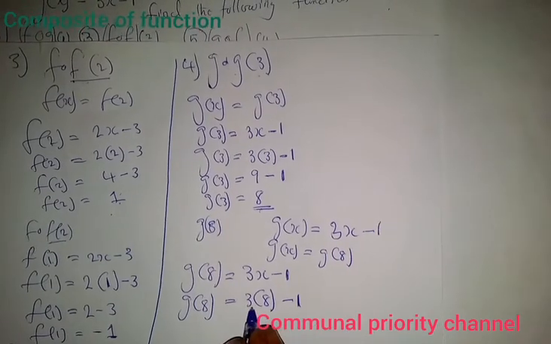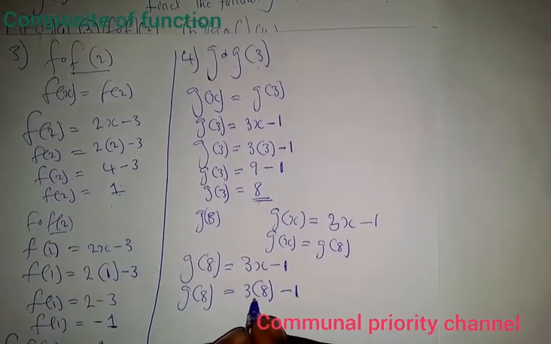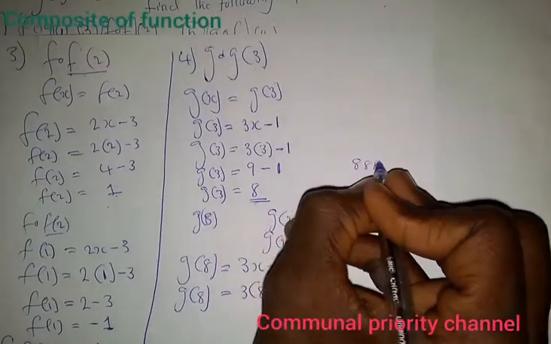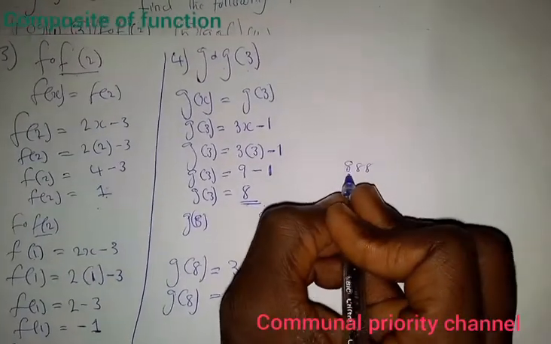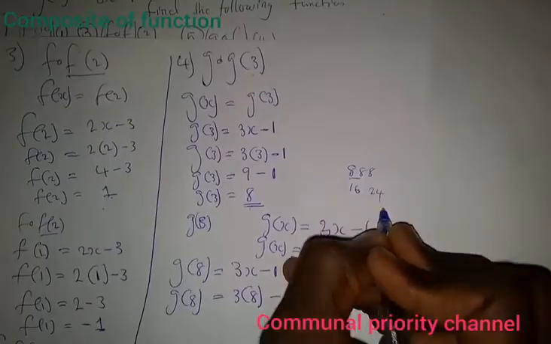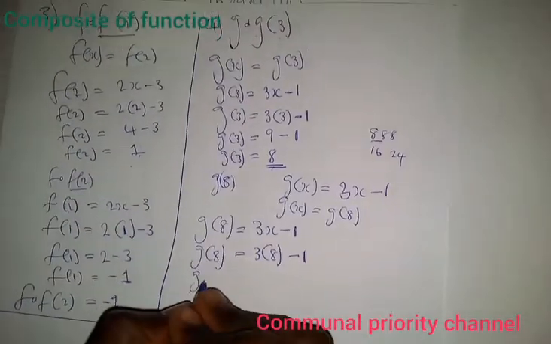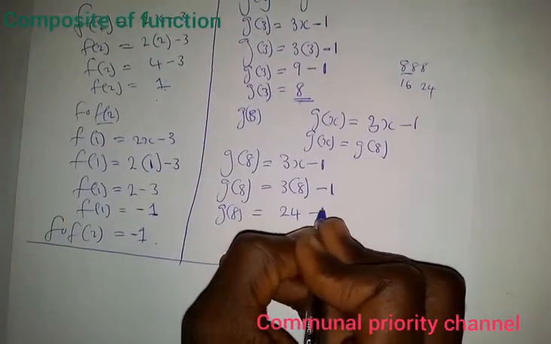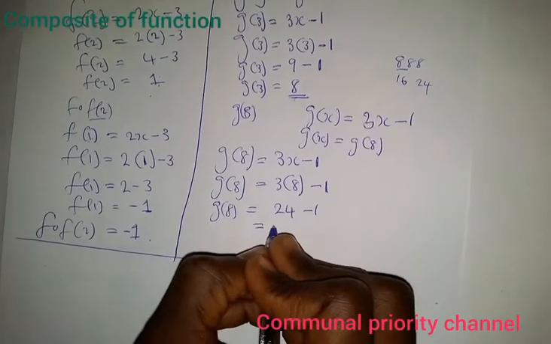Now, we are going to calculate 3 times 8. 3 times 8 we know is 24, because if you add 8 and 8, it will give you 16, plus another 8 will give you 24. So therefore, g of 8 now is equal to 24 minus 1, which is equal to 23.